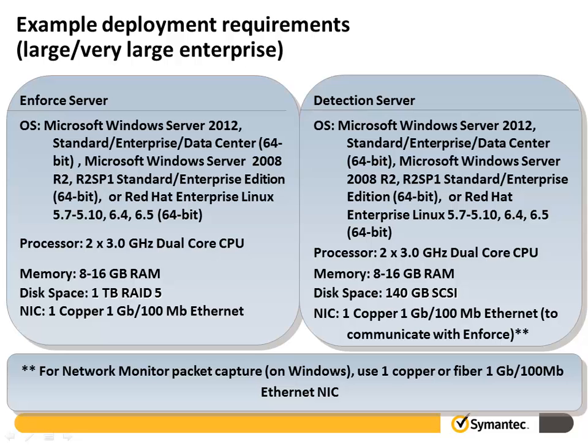Processor requirements, minimum of 2 times 3 GHz dual-core CPUs. Memory, around 8 to 16 GB of RAM. Disk space, we need 1 TB of RAID 5 available for the Oracle database. And for networking, 1 copper, 1 GB, 100 megabit Ethernet.